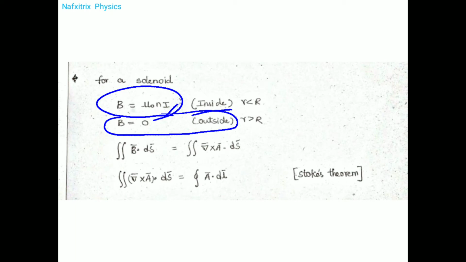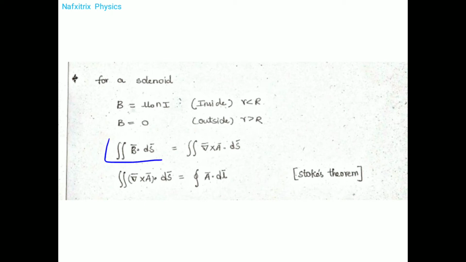For that, we take the surface integral of the magnetic field, B dot ds. We know that B is nothing but curl A. In the place of B we replace curl A, so next we have the surface integral of curl A dot ds. According to Stokes theorem, the surface integral of the curl of a vector is equal to the line integral of that vector.